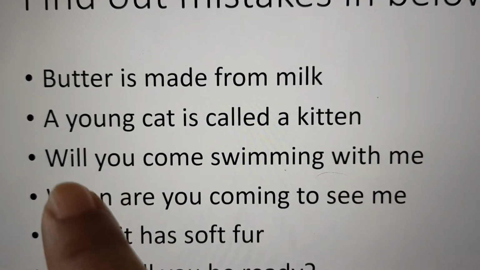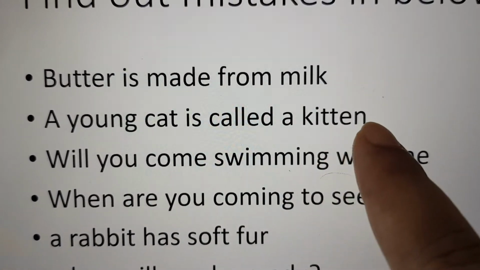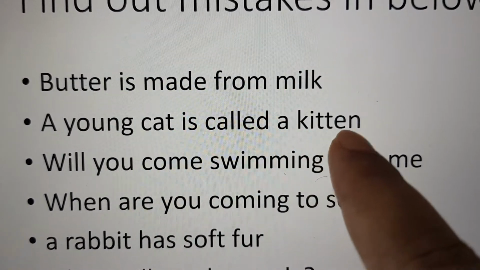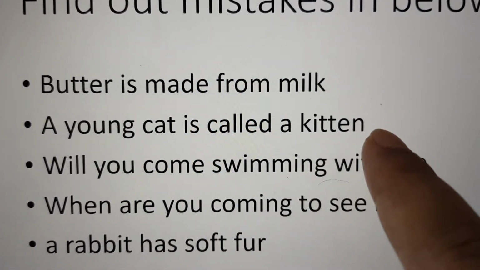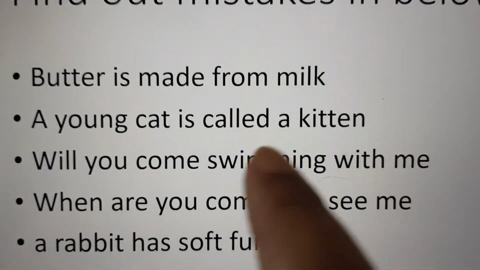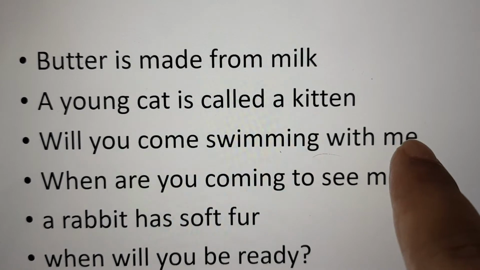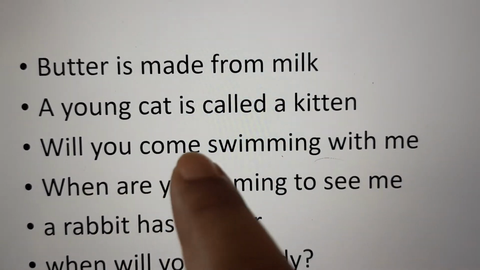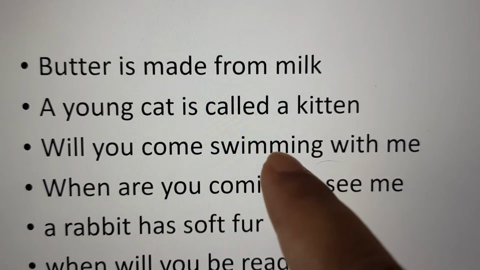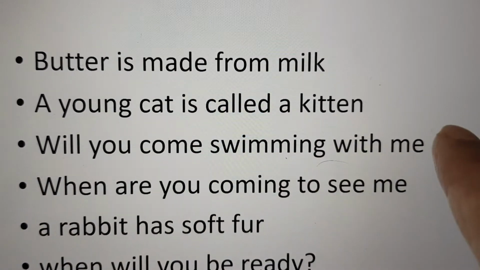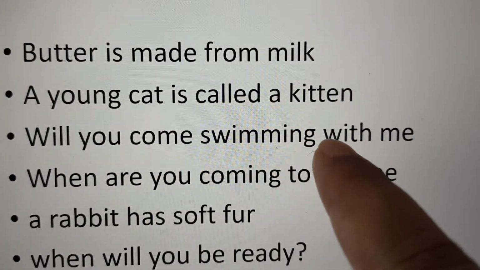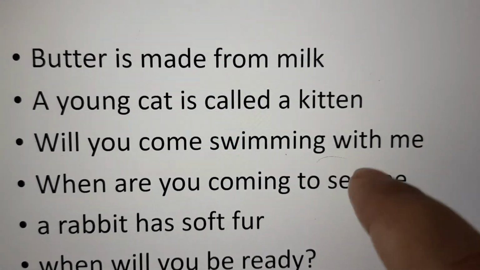Okay? A young cat is called a kitten. So, what is the mistake in the second sentence? Same. There is no full stop. You have to put a full stop at the end of every sentence. Will you come swimming with me? Is it a question or a statement? You are asking for something. It is a question. It begins with will. So here it will be a question mark. So the mistake in the third sentence is that there is no question mark.